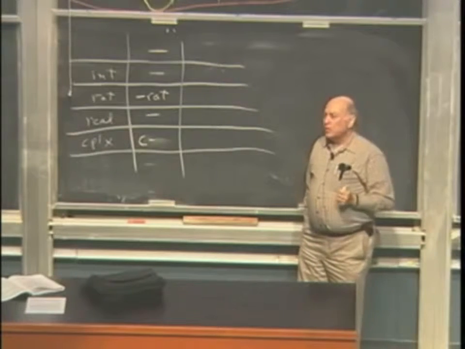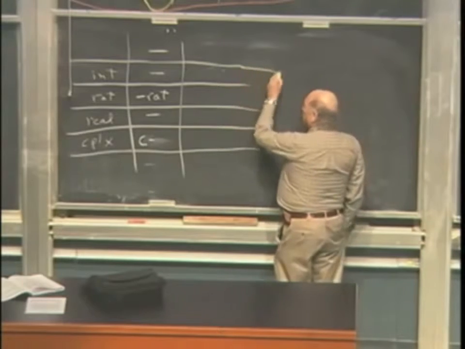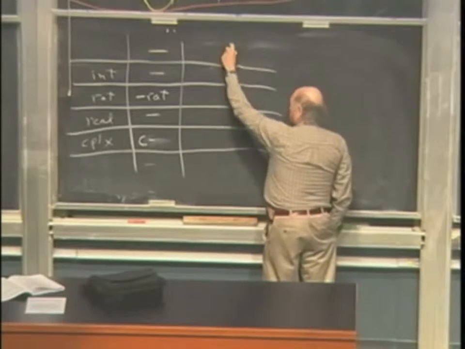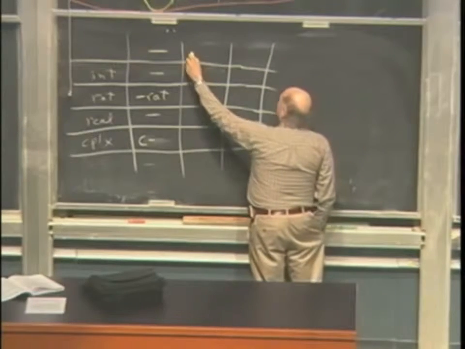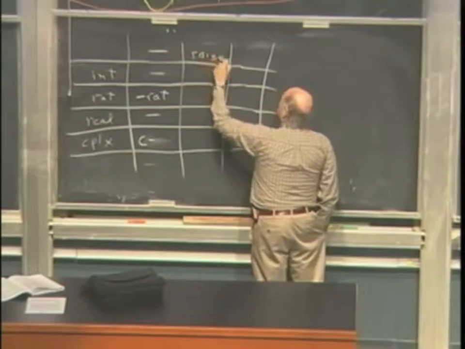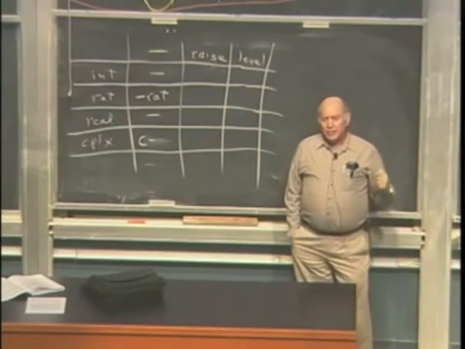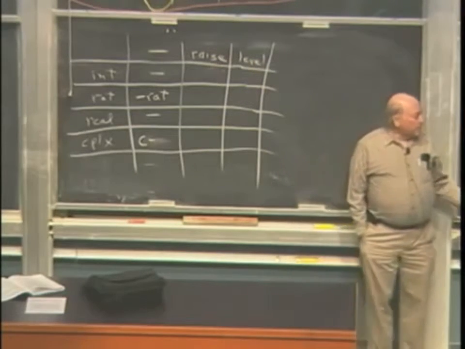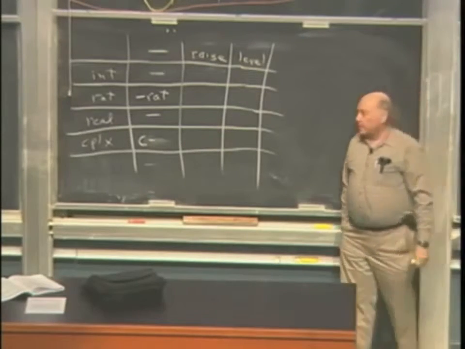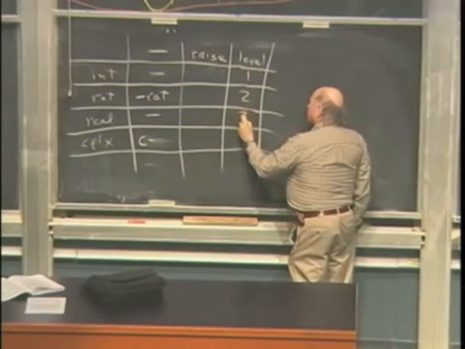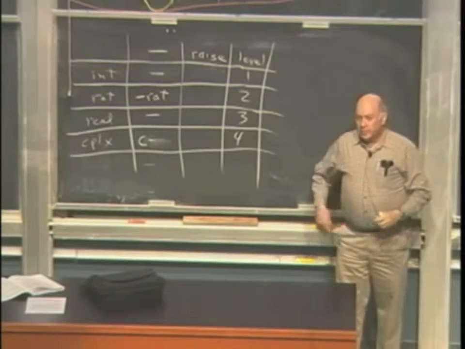Well, the next thing we're going to do, besides plus, minus, times, divide, is have 2 more columns in our table. One is called raise, and one is called level. Okay? Level is going to be used to tell us about this subset relationship. What's a subset of what? And the way it's going to do that is we're not even going to put procedures in here. We're just going to put 1, 2, 3, 4. Okay? Bigger number, bigger set.